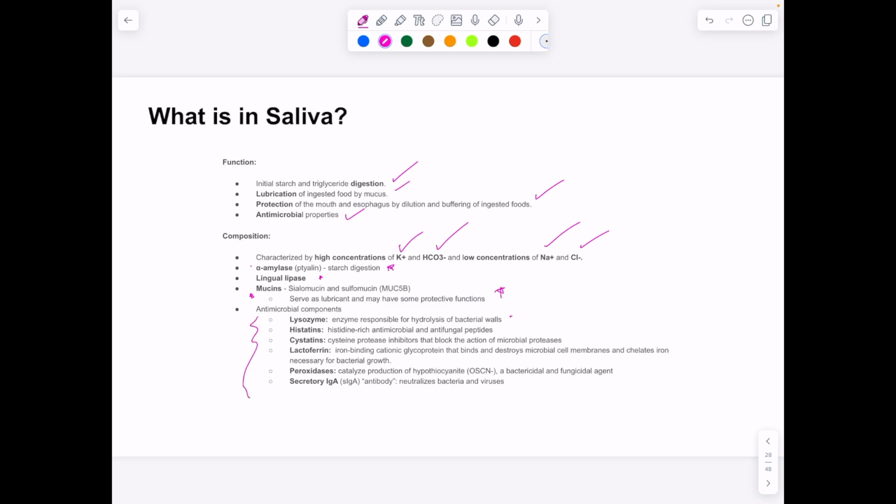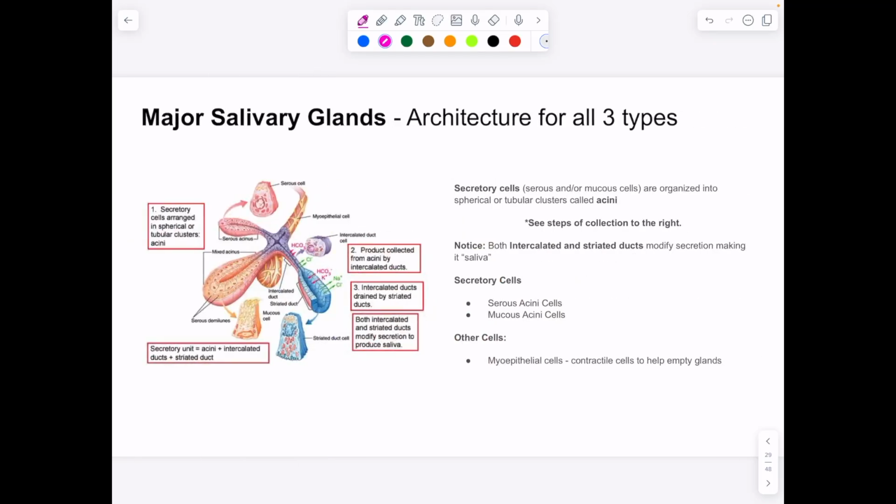Our components: lysozyme, break down bacterial walls; histatins, antifungals and antimicrobials; cystatins, protease inhibitors, which block the action of microbial proteases, which break down proteins of the human body, which we don't want. And then we have our lactoferrins. They bind and destroy cell membranes and chelate iron necessary for bacterial growth. You have peroxidases that catalyze production of hypothiocyanate, which is an antibacterial and antifungal agent, and then we have secretory IgA, which is an antibody that neutralizes bacteria and viruses. So basically protection and start of digestion.